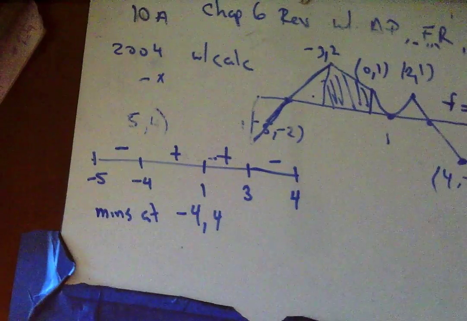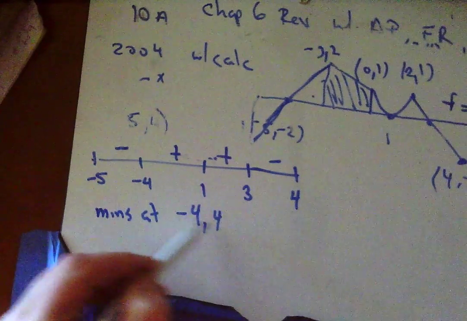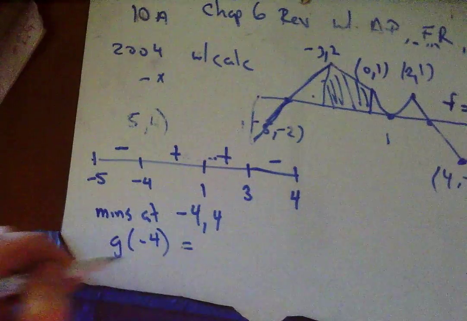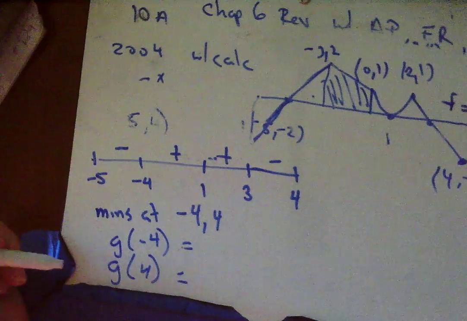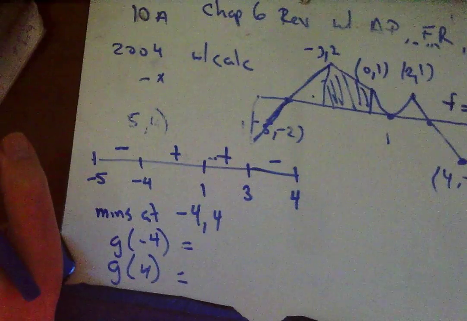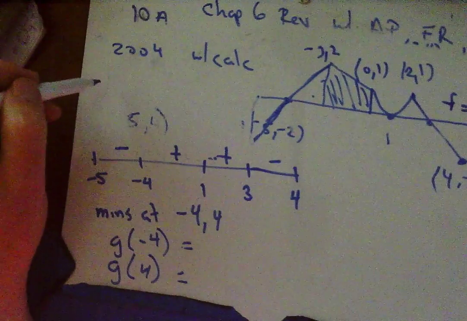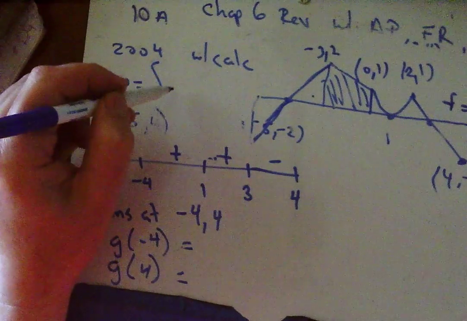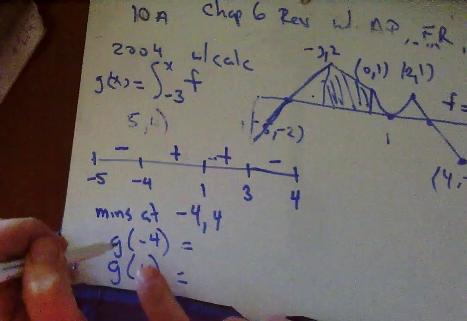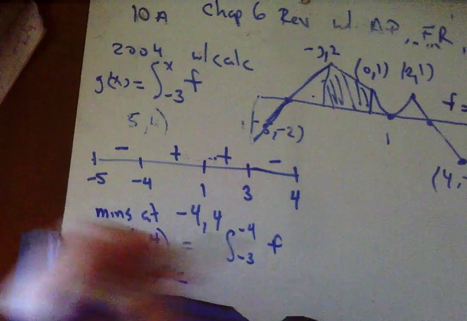But we're asked to find the absolute min on the closed interval. So I've got to consider both of these. I need to think about what g of -4 is equal to and what g of 4 is equal to. I'm going to need to evaluate each of these. And I've got this definition here: g of x equals the integral from -3 to x of this graph. So g of -4 is going to be the integral from -3 to -4 of this graph.